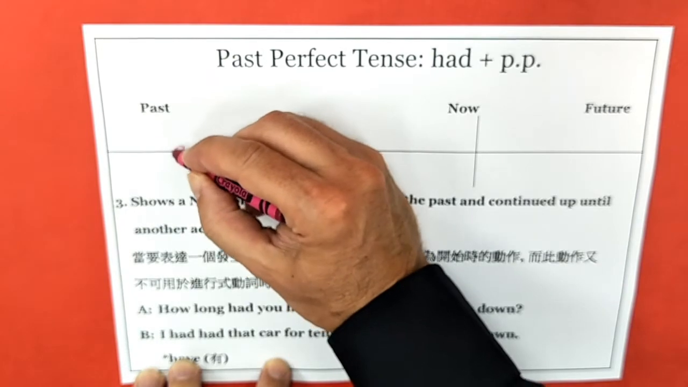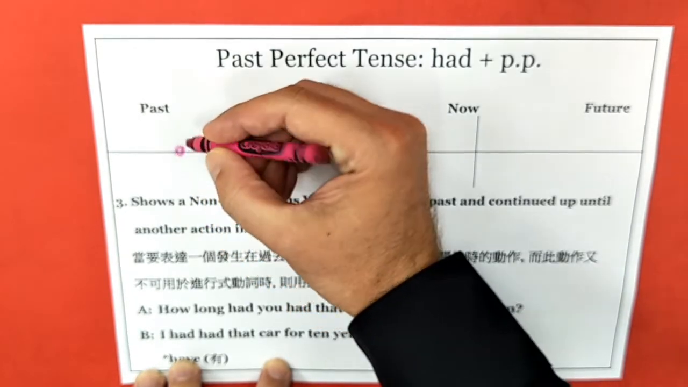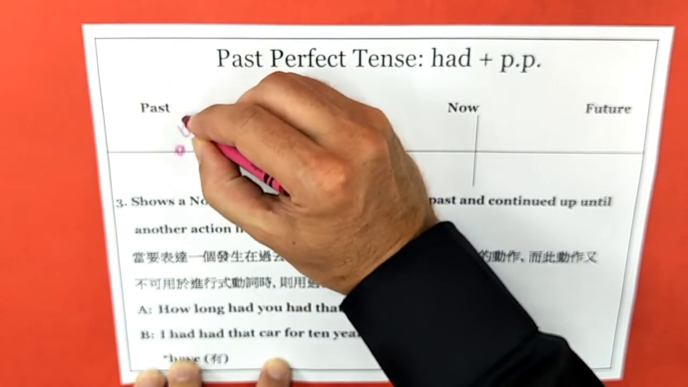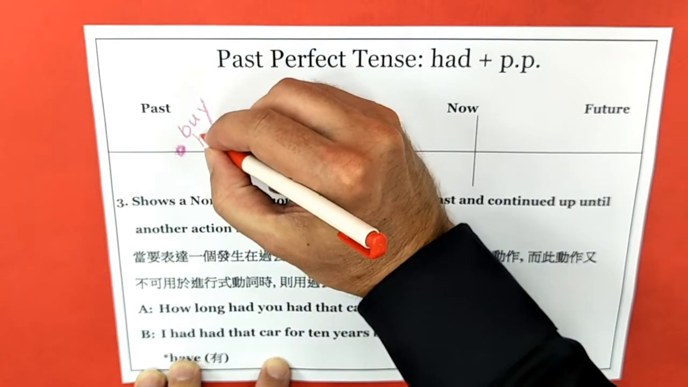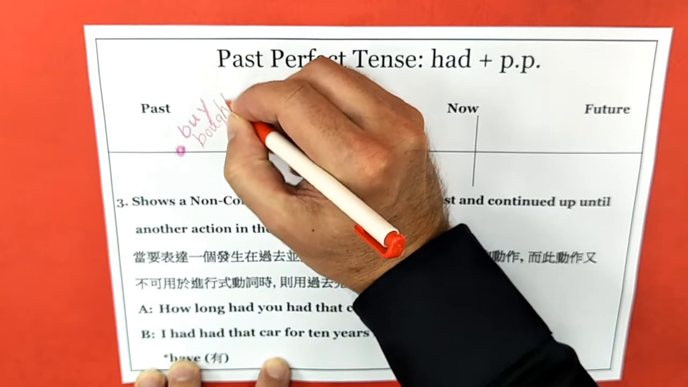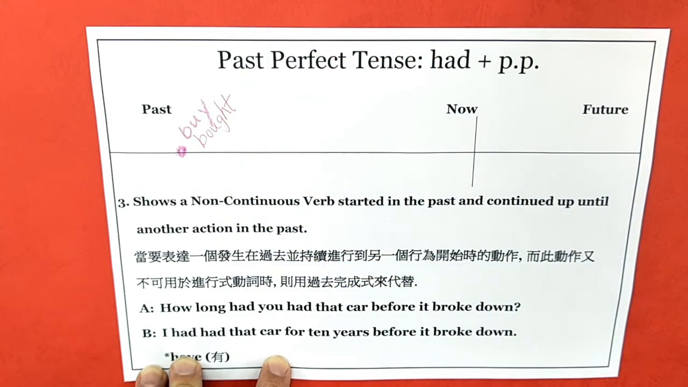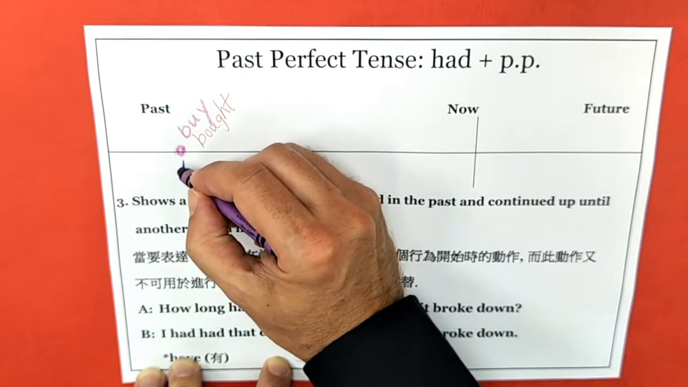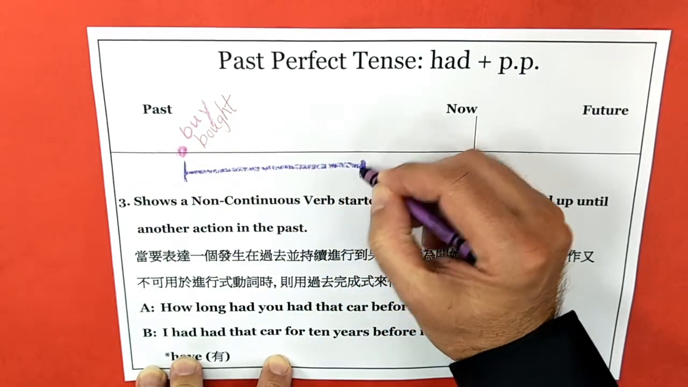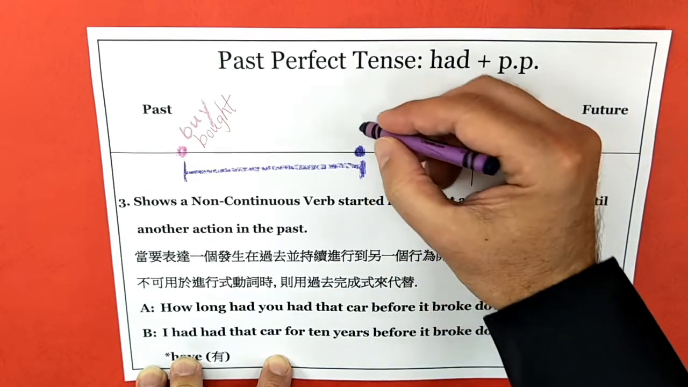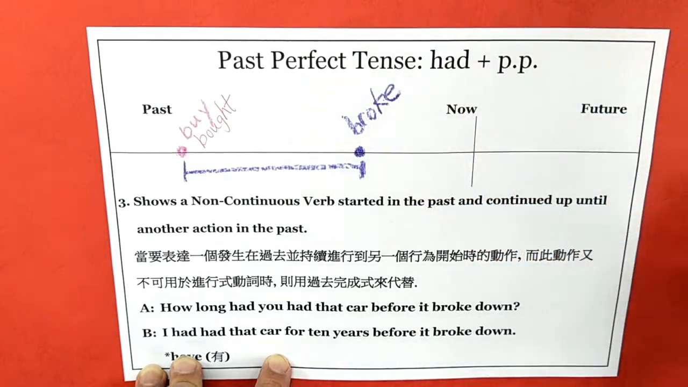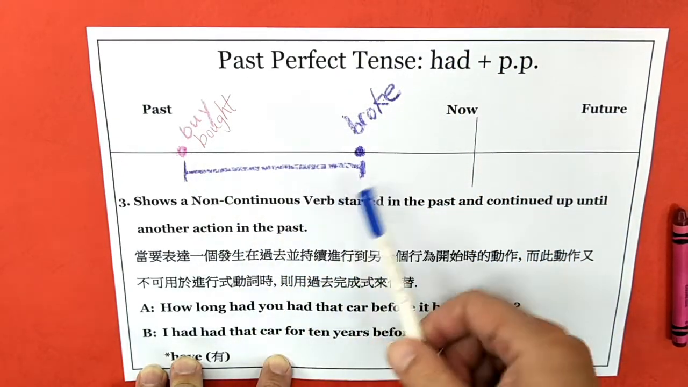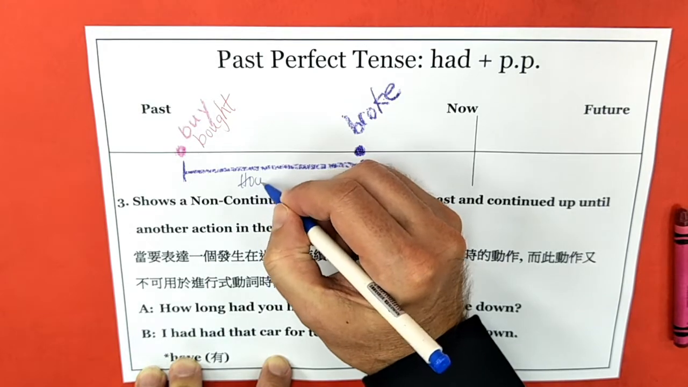First action: I buy a car. And the past tense is bought. I bought this car. Okay? And I drove this car for a long time. And then it finally broke down. It broke. This is telling us how long.